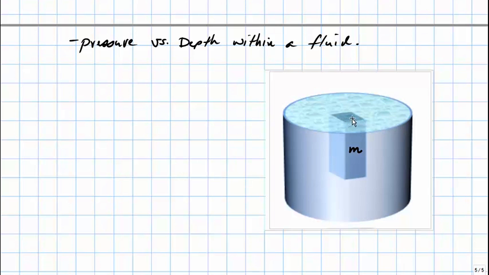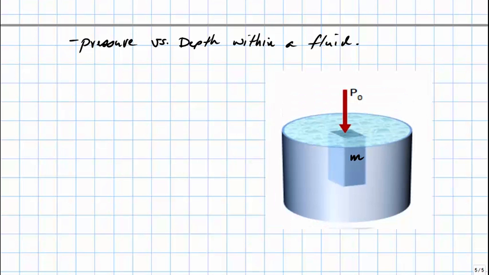Now, if the top of the container is open to the atmosphere, the surface pressure equals the atmospheric pressure. But that's not always the case. And so generally, we will consider the top pressure as the surface pressure, and we will call it P0. This pressure on the top surface is pushing down against this column of water. This column of water also has weight, and that's pushing the column of water down.